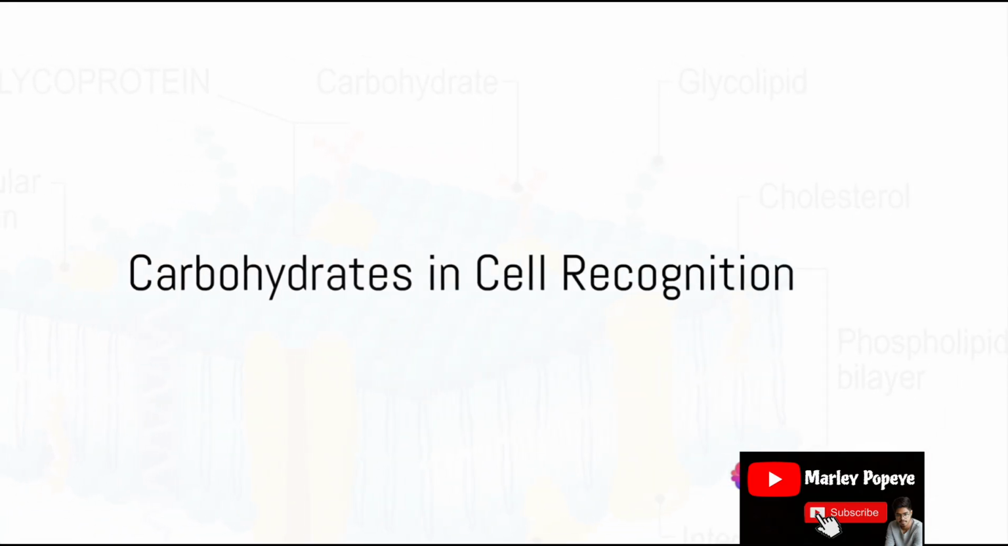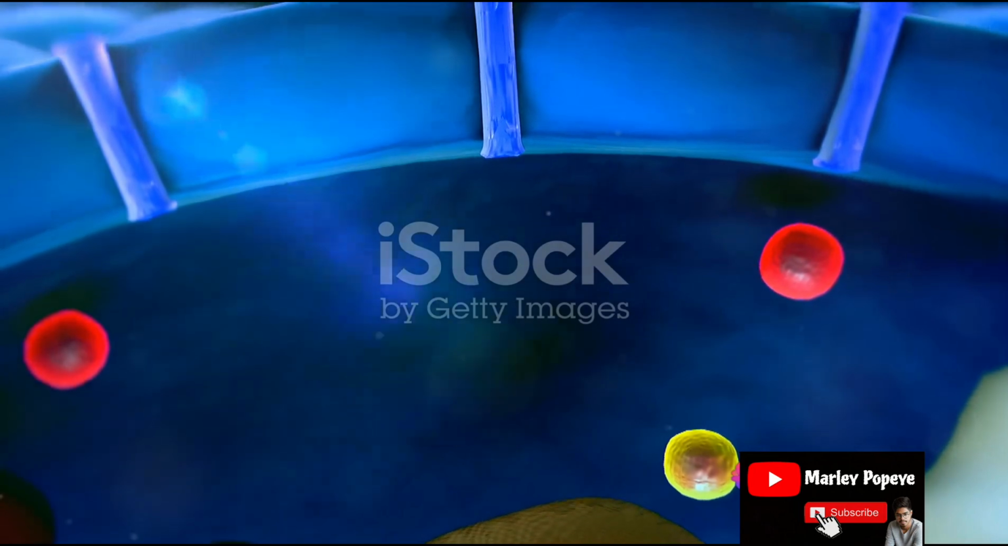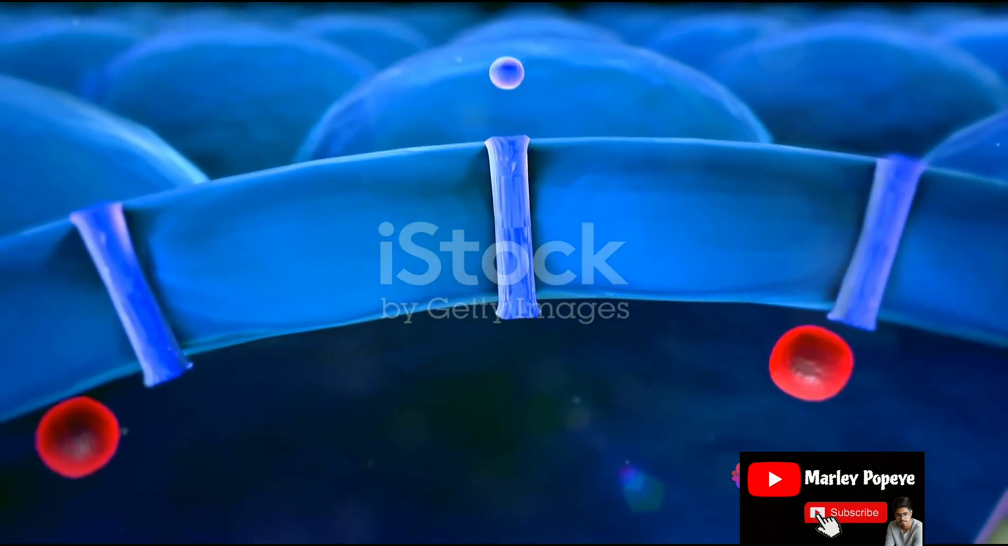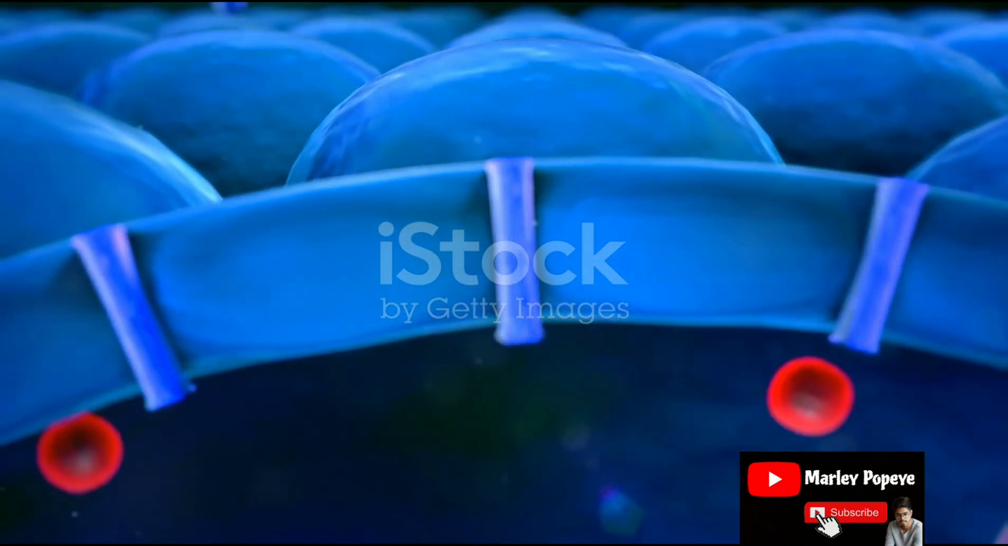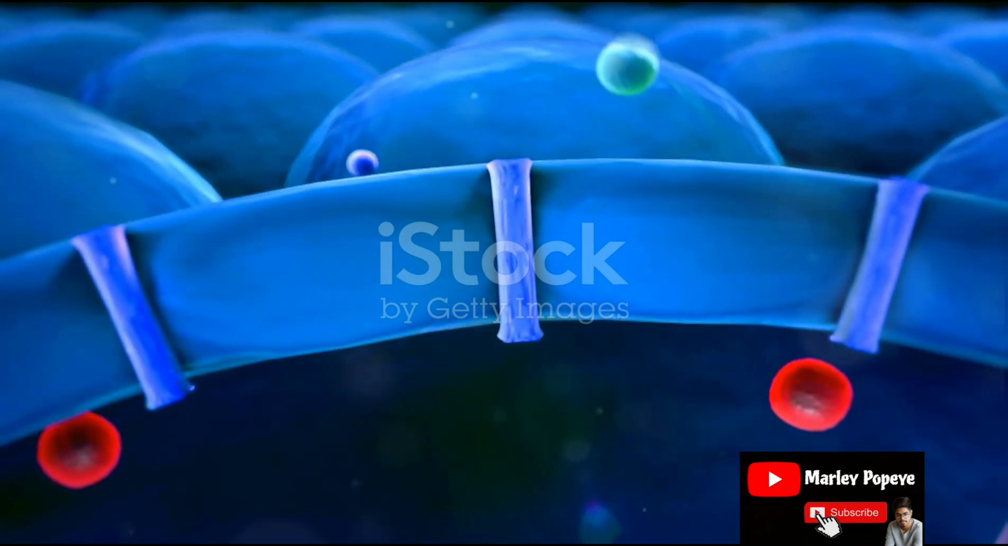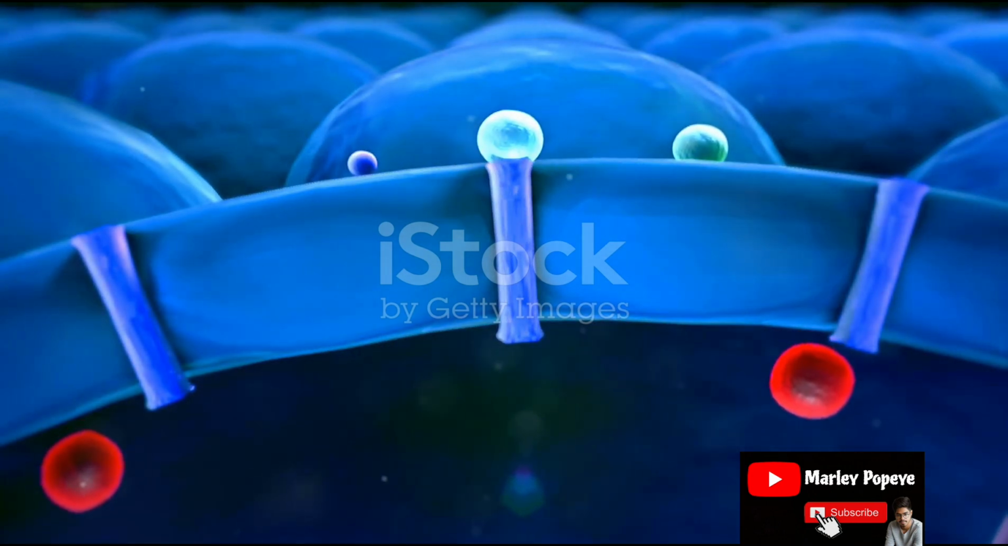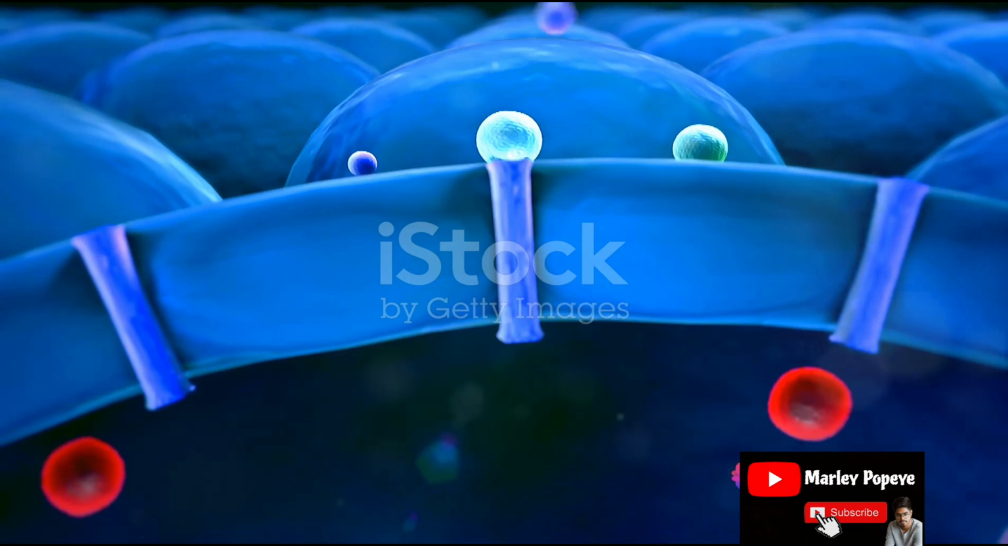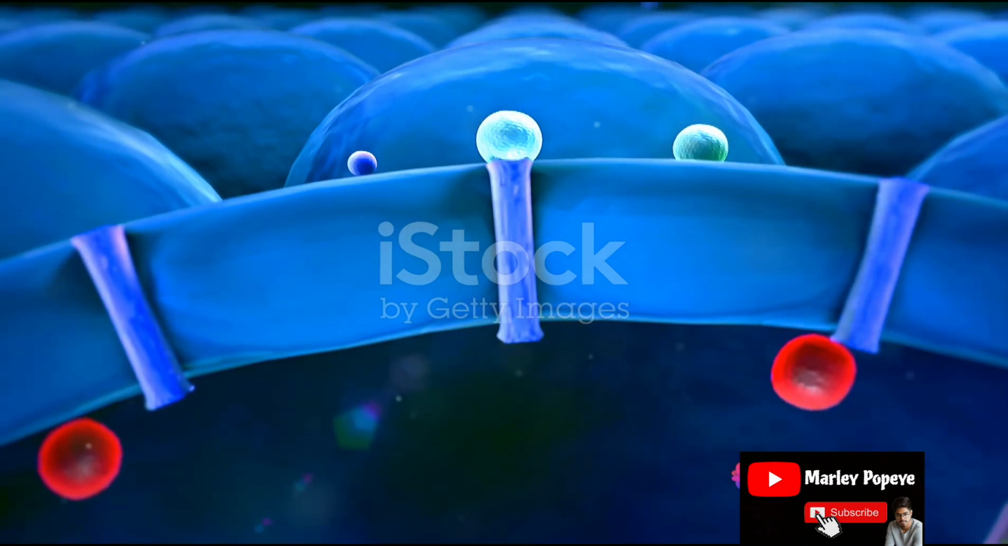Carbohydrates, the third major component, always reside on the exterior surface of cells. They are bound either to proteins, forming glycoproteins, or to lipids, forming glycolipids. These carbohydrate complexes help the cell to recognize other cells and certain substances.